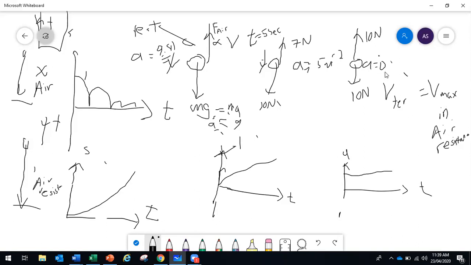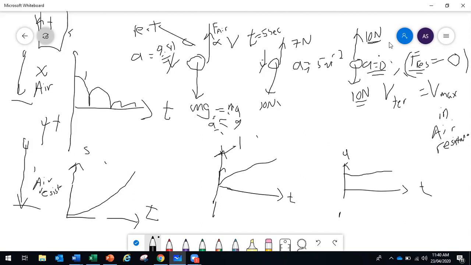So when V max, the terminal velocity, is achieved, two quantities become 0. One is the acceleration, which becomes 0. Another quantity becomes 0. Anyone? Air resistance? Air resistance is 10 Newton maximum. The resultant force. Yes, good. The resultant force becomes 0. So when terminal velocity is achieved, A becomes 0 and the resultant force becomes 0.